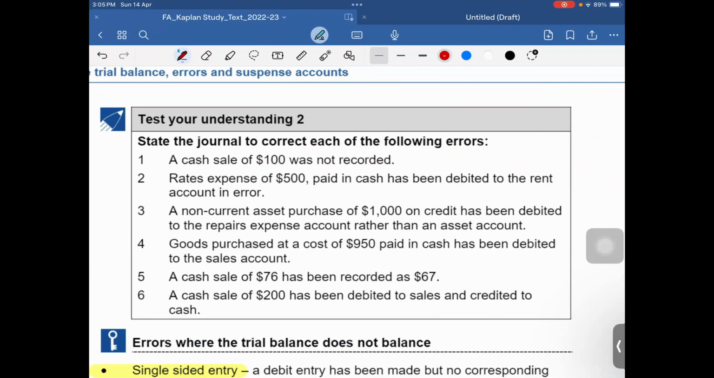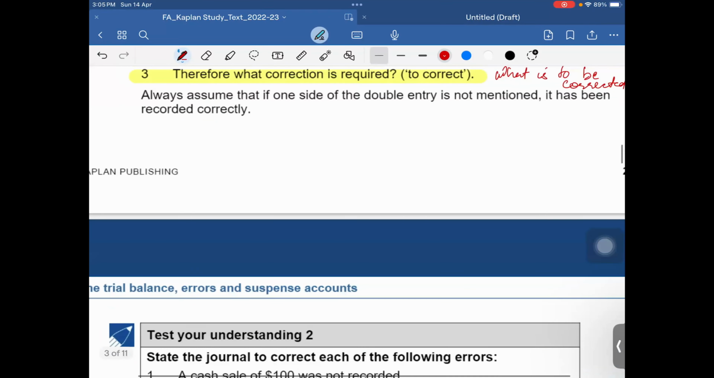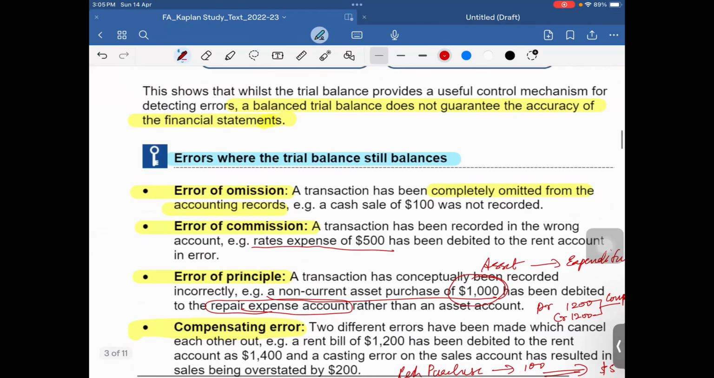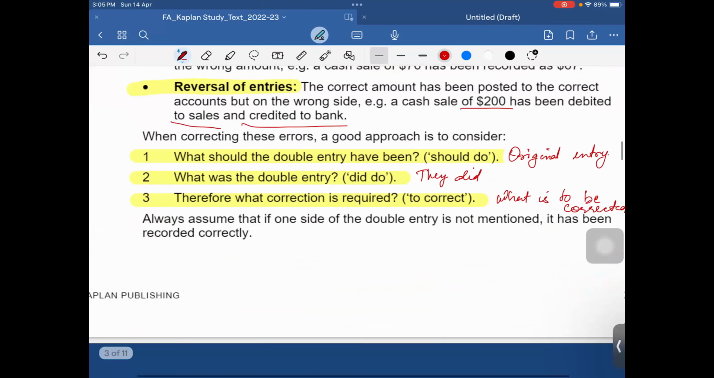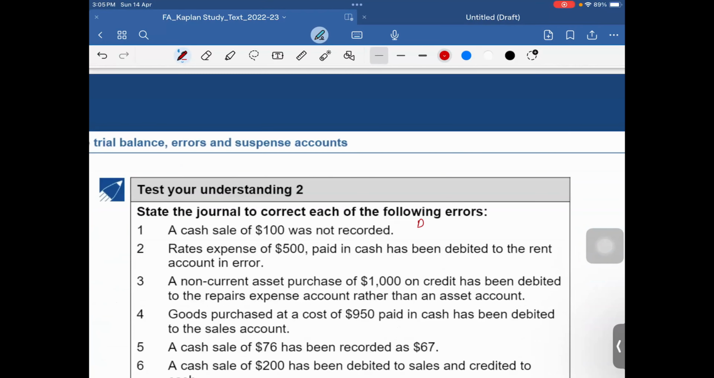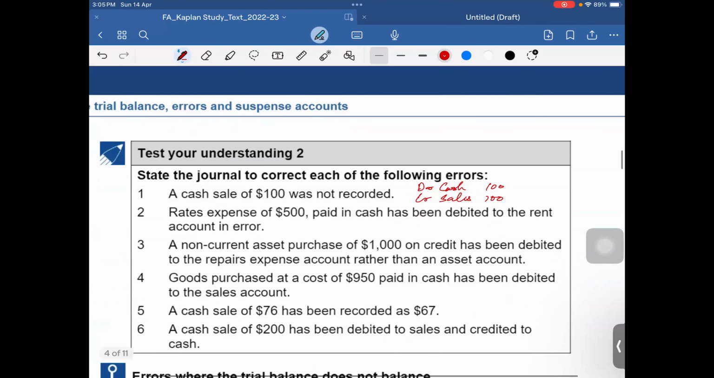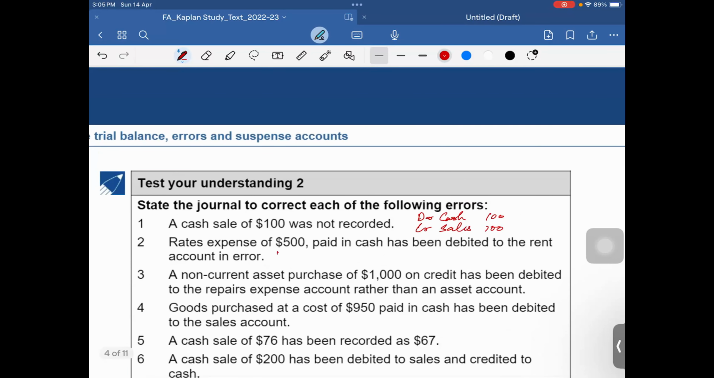State the journal to correct each of the following errors. A cash sale of 100 was not recorded. Follow me, and after that, you can write the notes as well as the questions. Clear? So, what is the original entry for cash sale? Debit cash and credit sales, that is 100. Clear? Next, a rates expense of $500 paid in cash has been debited to rent account in error. So what should the original entry be?